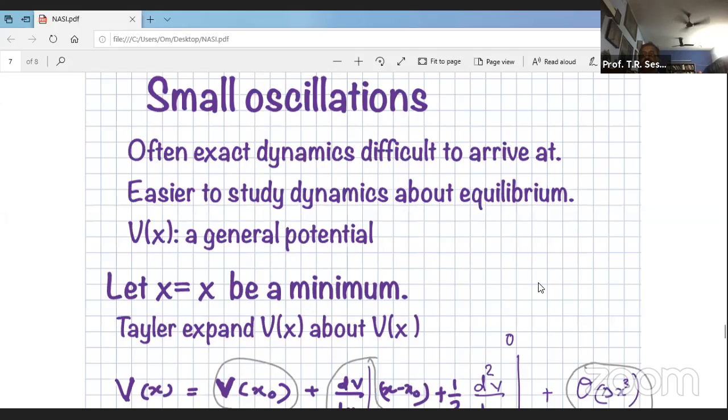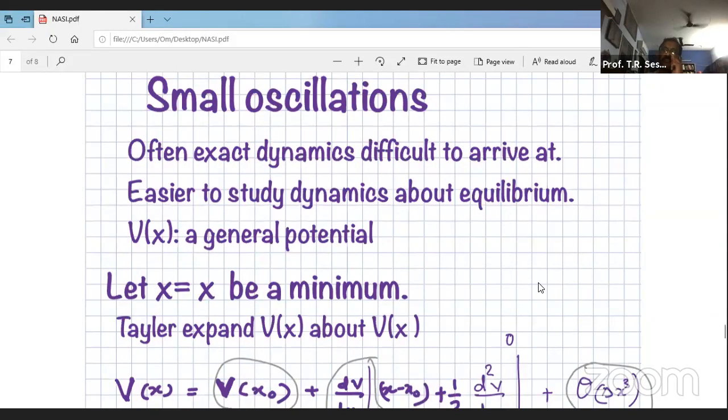Now, often when you have an arbitrary potential, exact dynamics is difficult to arrive at. A very simple example is a real pendulum. Unless you make the approximation of small oscillation, you really cannot get an exact solution to that, because, as I was mentioning, the number of problems in mechanics for which exact solutions are available is very few. But all is not lost.